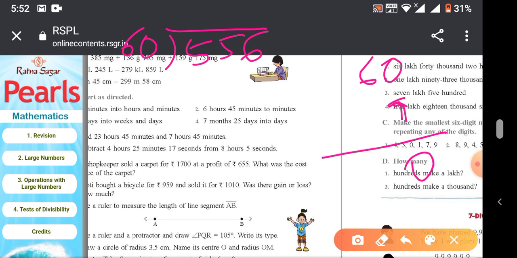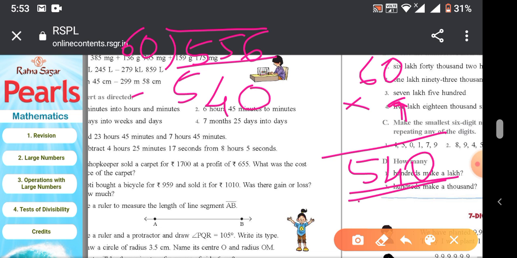60 into 9, 0. 54. Okay, 9 sixes are 54. So 60 into 9 is 540. If we considered 60 into 10, then we will get the biggest number, that is 600. 60 into 10 is 600. So we can't consider that 600 here. If we consider 8 here, it becomes less than 556. We can't consider 8 here. So 9 is the perfect number because 540. So here 556 minus 540.